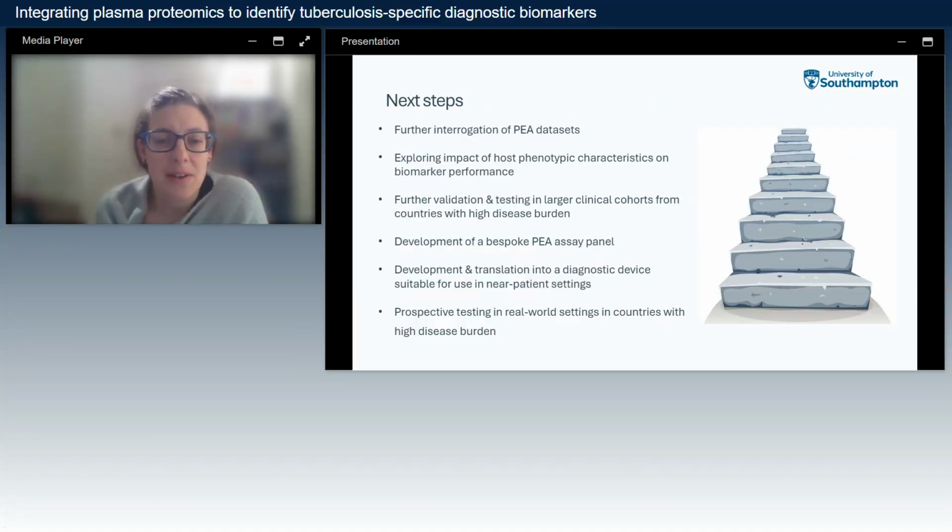So what's next for the research? So we have further data analysis to work on interrogating the PEA data sets to explore other diagnostic biomarkers. I'm also interested in how other host phenotypic characteristics might be able to be combined with diagnostic biomarkers to enhance biomarker performance, because we know that there are a lot of host factors that impact on the clinical presentation of lung disease.